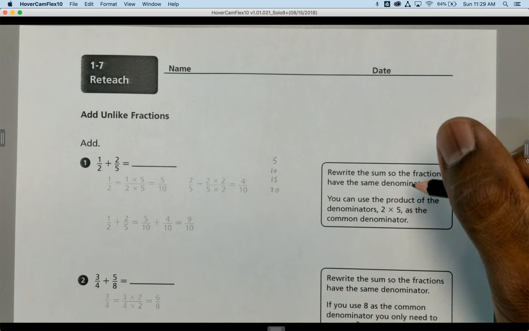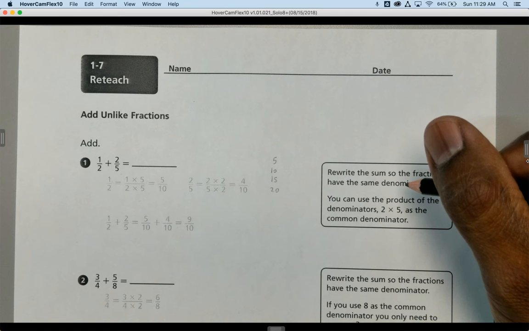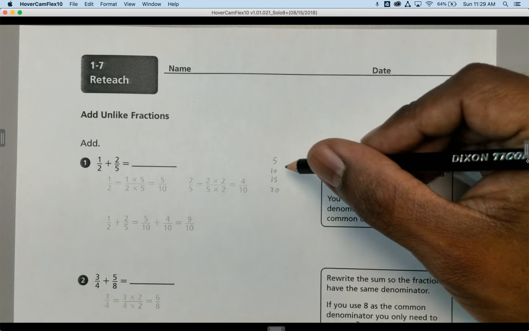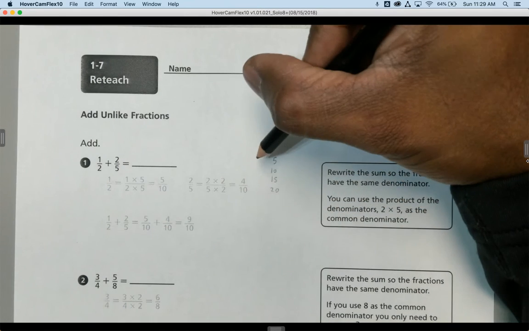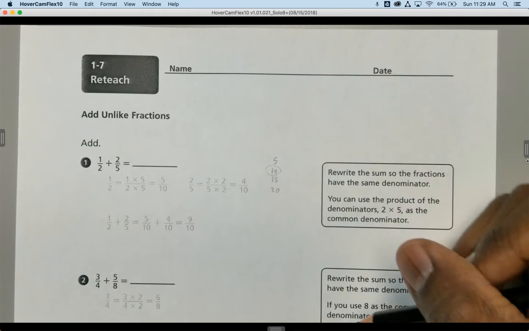The lowest common multiple, or the first number that appears on this list that will work for 2, is the 10. We can prove that.